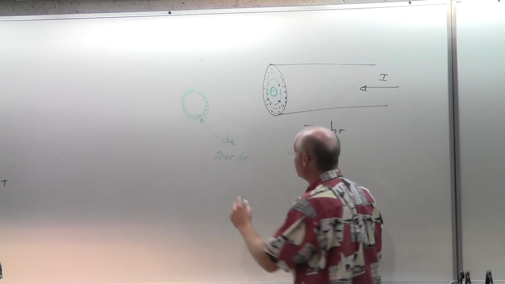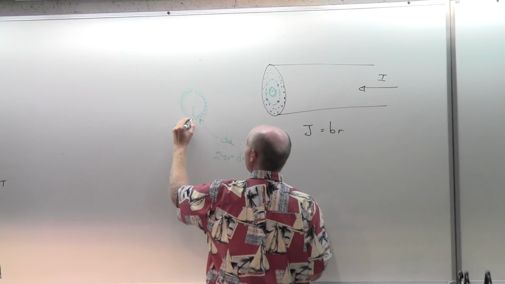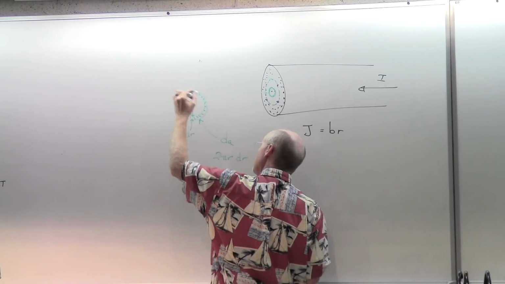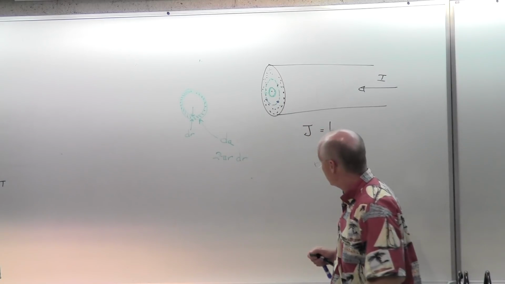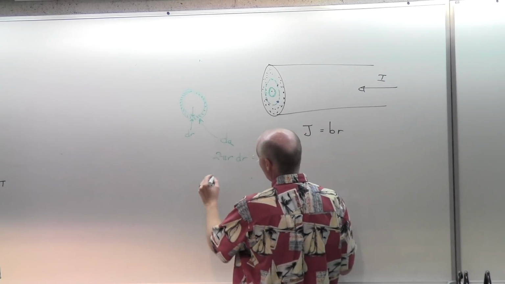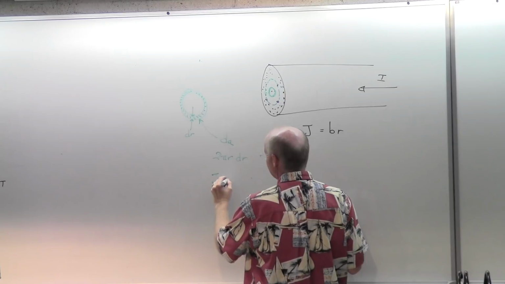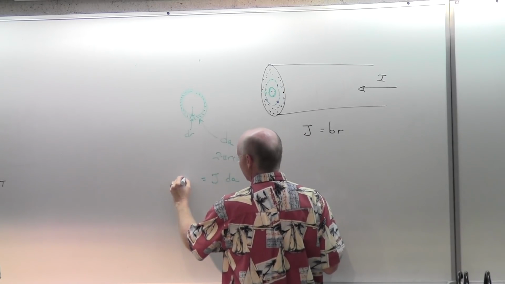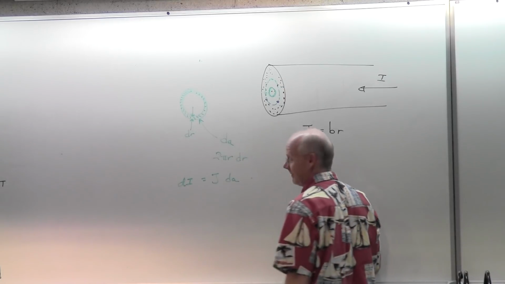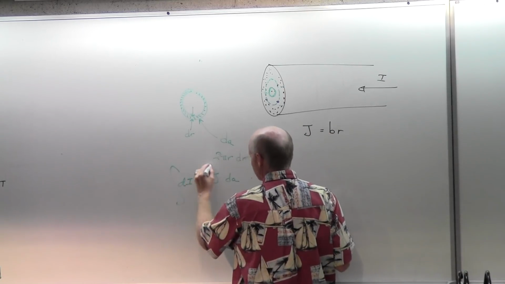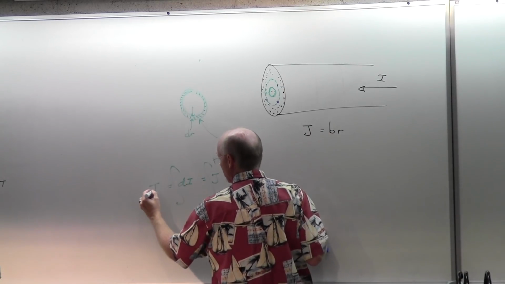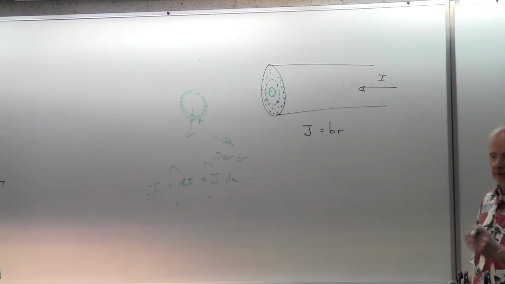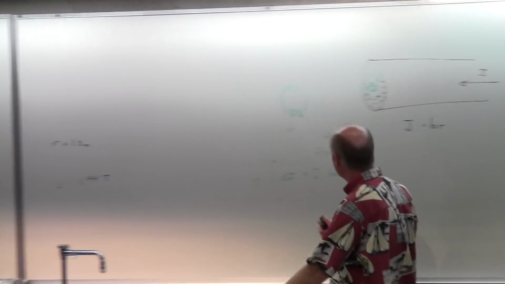Where the thickness of the ring is the dr, and then the circumference. So that's why the current density times the thickness is a little bit of current, which is why when you sum it up, you get the total current that goes through that ring. So that's the important step.